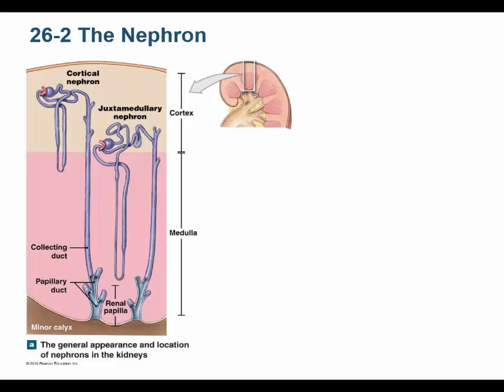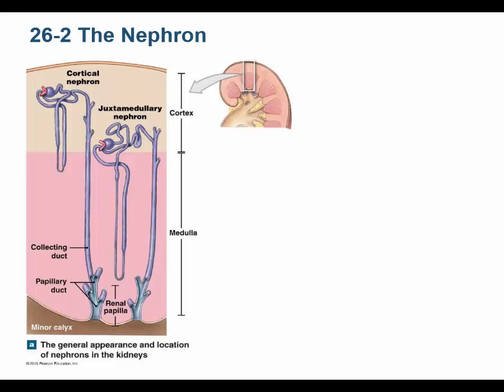Okay, this shows you a cortical nephron versus a juxtamedullary nephron. We already mentioned before that the efferent arterioles of the cortical nephron become peritubular capillaries, whereas the efferent arterioles of the juxtamedullary nephrons become vasa recta capillaries. By the way, we're talking about the juxtaglomerular apparatus and the juxtamedullary nephron.